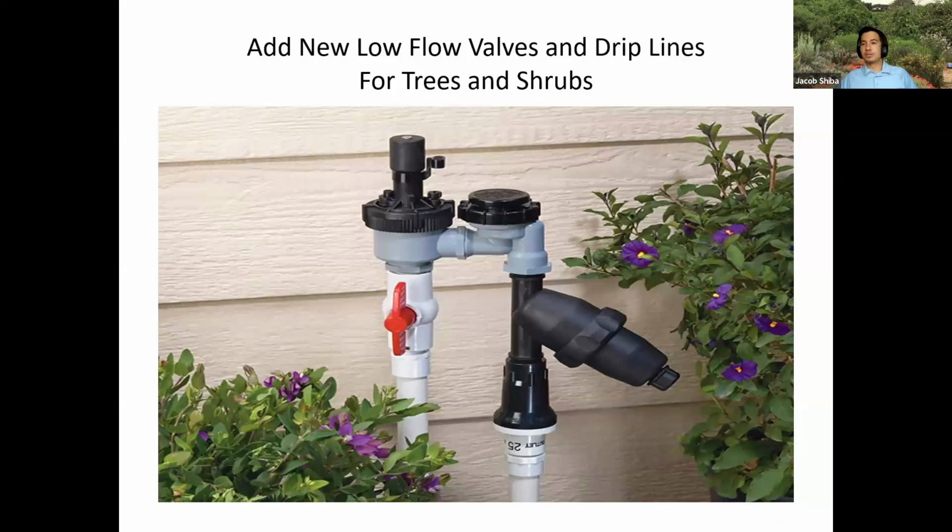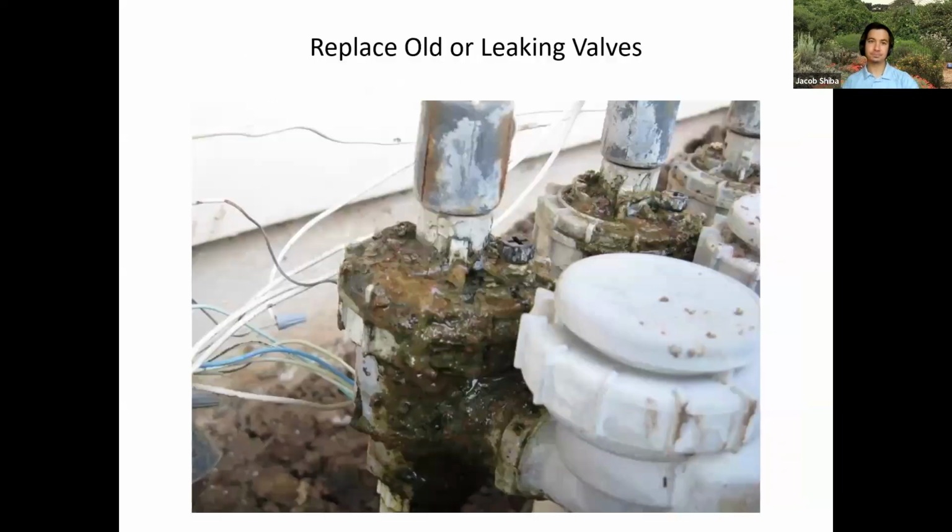If you're going to be installing drip irrigation, you want to make sure you add new low flow valves. These new low flow valves are designed to function optimally with your drip lines, which are very, very slow flow rates. These low flow valves typically come in a kit with a built-in filter and a built-in pressure regulator as well. Those are two essential features when it comes to drip irrigation.